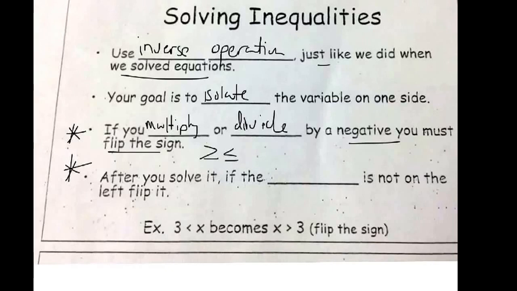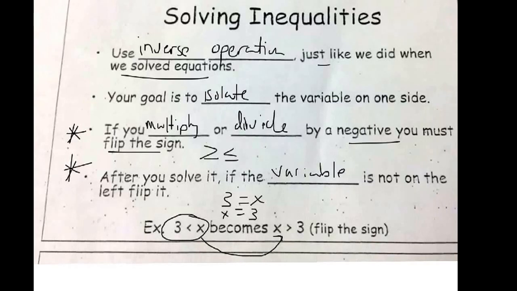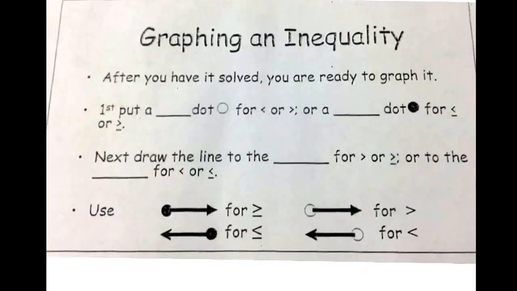Then the last thing, after you solve it, if the variable is not on the left, you have to flip it. So we used to be okay with getting something like 3 equals x, because that's the same as x equals 3. Now, if we get 3 is less than x, we have to flip all parts of it. The x flips to the left, the 3 flips to the right, and the symbol flips from less than to greater than. And we'll look at some examples of that as well.